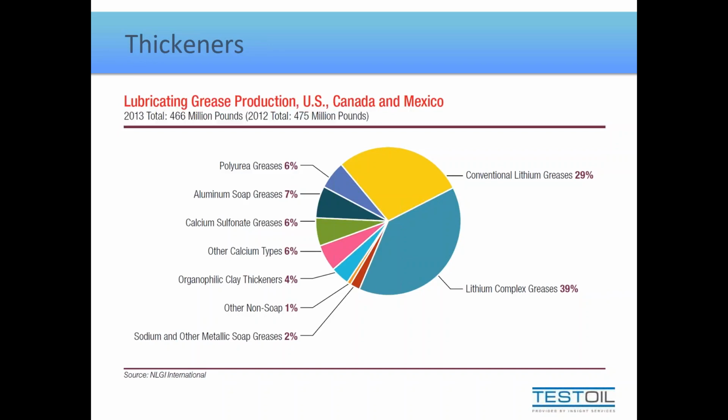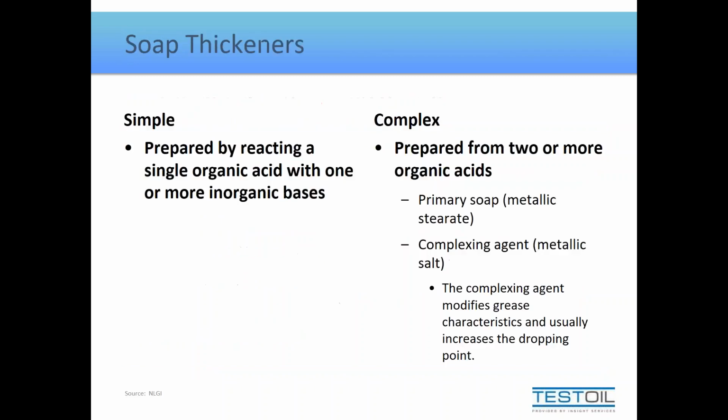Now, getting to the difference between a conventional, or what a lot of folks call simple, and a complex, this is the quickest explanation I can give you. A simple grease is one where we prepare it by reacting with a single organic acid, and a complex is one where we create it by reacting at least two organic acids. In there, we often have the primary soap, and then there's a complexing agent. Now this complexing agent will enhance some of the grease properties, and the one that people view complexing as most enhancing is the dropping point.